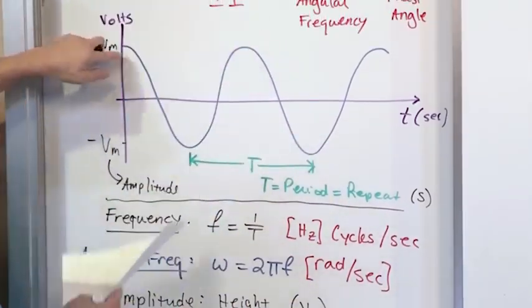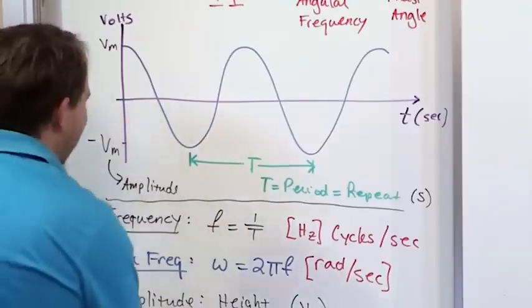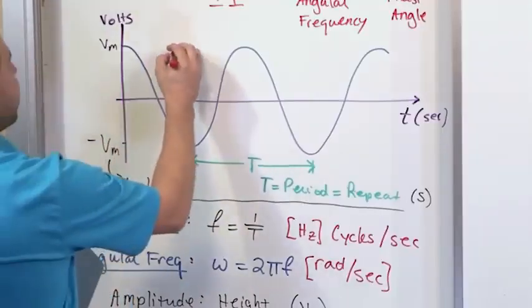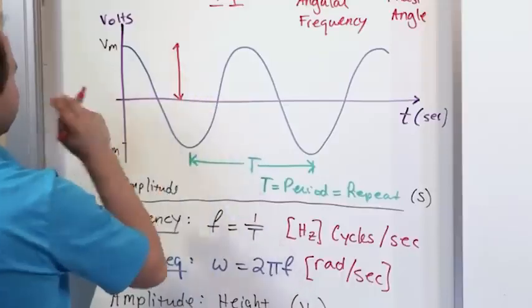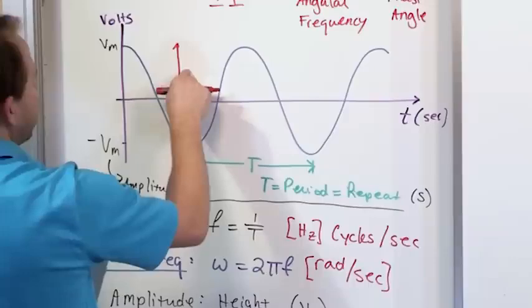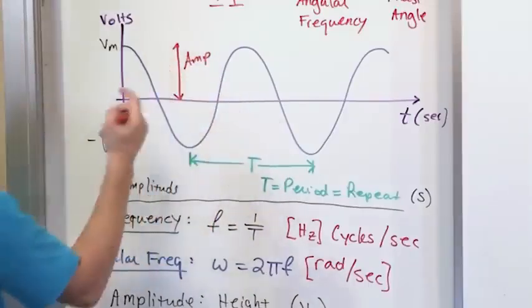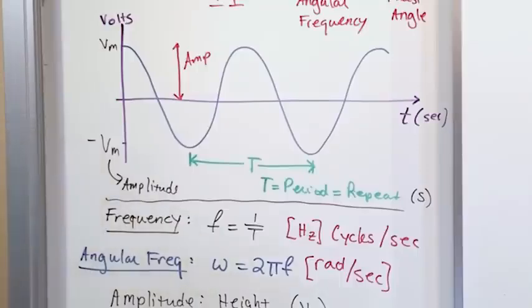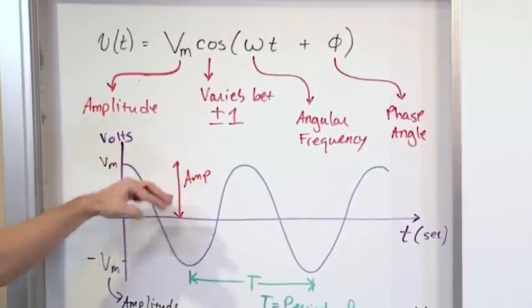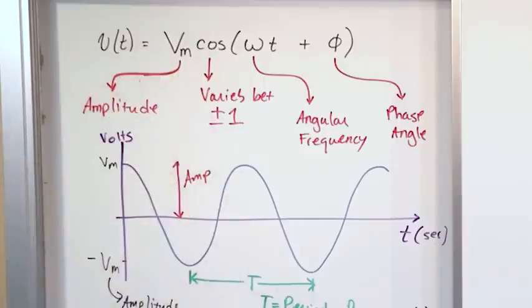If this were 36, then the amplitude would be 36 volts. And by the way, amplitude is measured from the top to the axis here. It's not measured from peak to peak like this. So if this were 36, from here to here it would be 36 volts. If this were 150, it'd be 150 volts. Basically, whatever number sits in front of the cosine is the amplitude, which tells you the height.